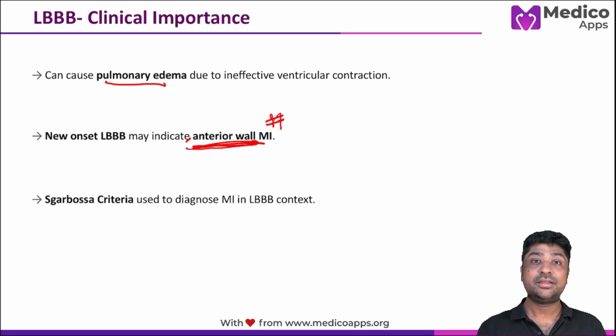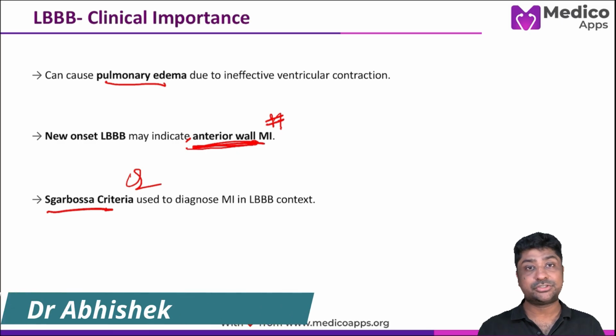A key tool here is the Sgarbossa Criteria. These criteria help diagnose acute MI in the presence of LBBB, which otherwise masks typical ST segment changes. It's a lifesaver in patients presenting with atypical ECGs.